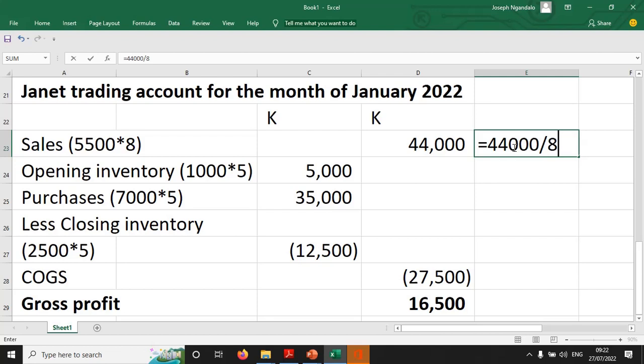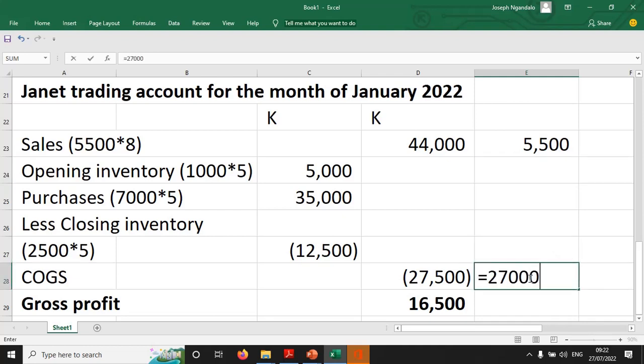Yes, so we are going to divide that figure 44 by what? By 8. Gives us how much? 5.5, right? Again here, the 27. You divide that number 27.5, right? By what is the cost per unit? It was 5. Was it 5 or?